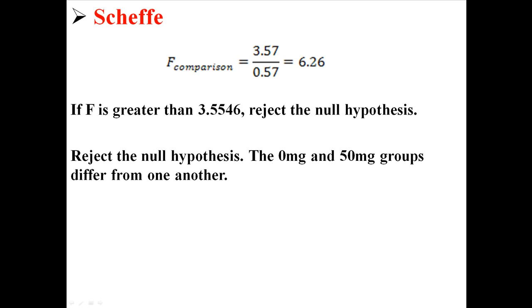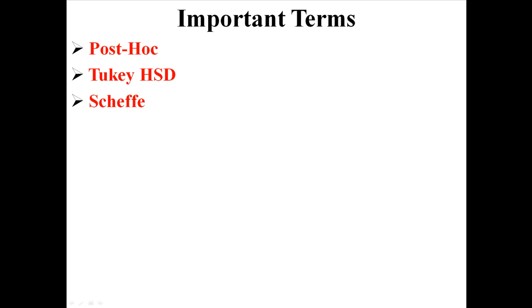Now that's one of the tests, that's comparing 0 and 50. Now using this, try to do this on your own. Try to compare 0 and 100, and try to compare 50 and 100. Those are two more comparisons that you could do using the Scheffé test. And those are two different post hoc tests that are usually done after a one-way ANOVA.